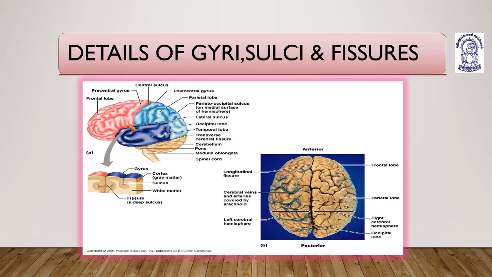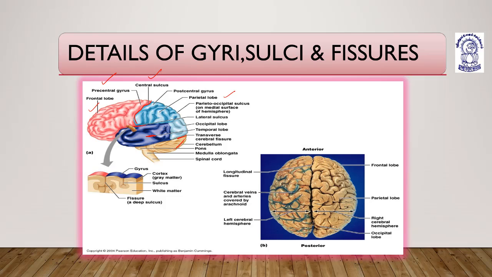Details of gyri, sulci, and fissures. You can see the precentral gyrus and central gyrus. This is the frontal lobe. This is the parietal lobe. This is the parieto-occipital sulcus on the medial surface of the hemisphere. This is the occipital lobe. This is the lateral sulcus. This part is the temporal lobe. This is the transverse cerebral fissure.